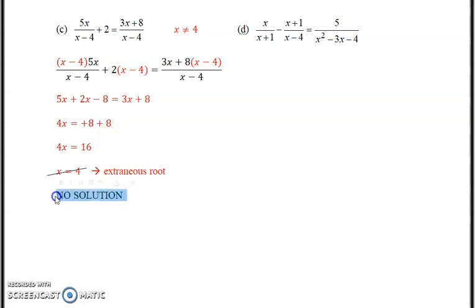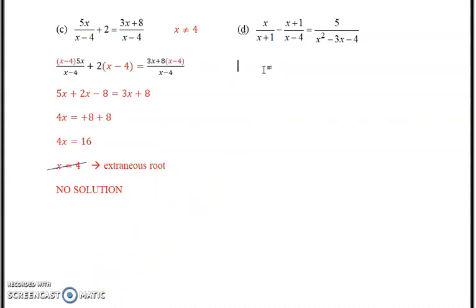Okay? This will happen sometimes with these questions. Like, remember the radicals when we did those? We would get an answer, but it wouldn't work. Well, this is one of those cases. Okay? Let's look at D.